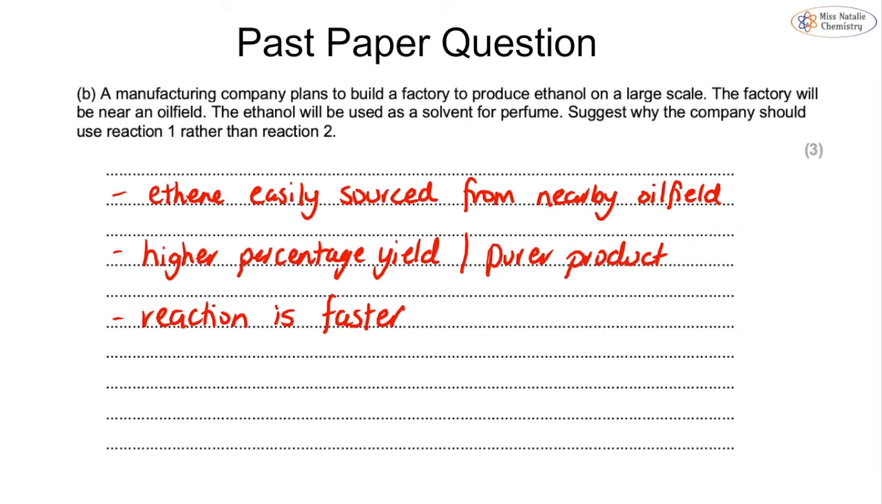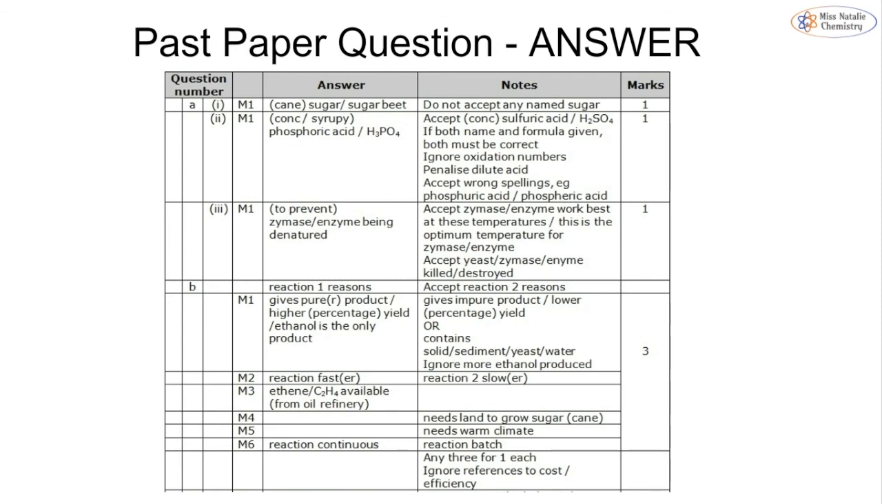We could also potentially say that we would need to have land in order to make the sugarcane, or sugarcane needs specific conditions to be able to grow that this company may not be able to do, or the fact that the hydration reaction is continuous. There's a number of different responses that you could give here, and you can get any of them for 3 marks. So we can have all of the information that we need.